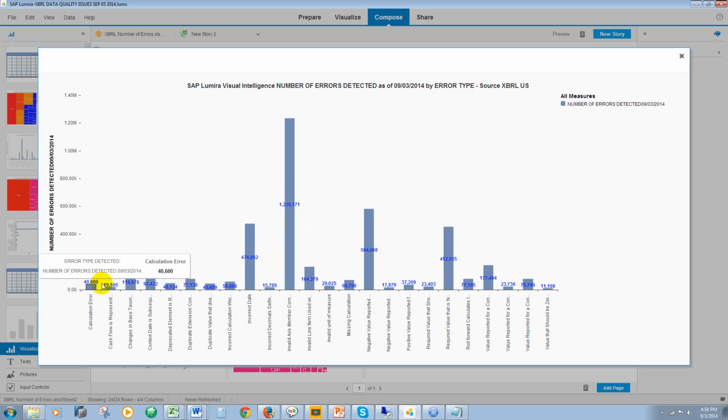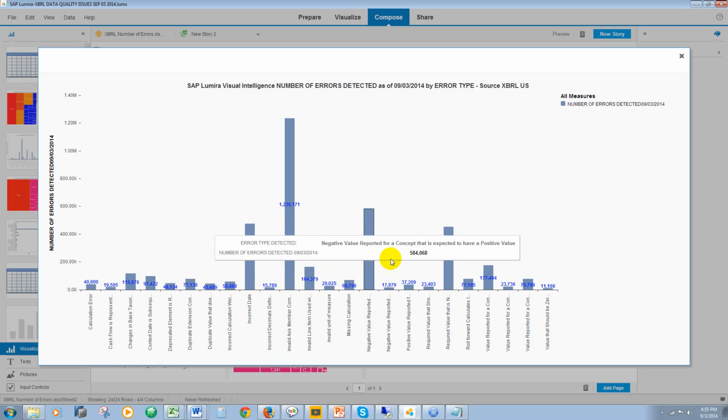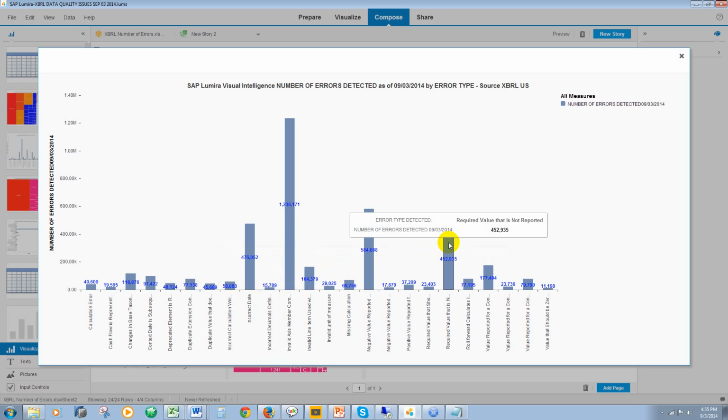And we see that changes in base taxonomy affect element usage, which stands at 118,876. Then we see deprecated element is reported, that's 48,124. Incorrect calculation weight, that's a very serious error. It affects the financial semantics and the accuracy of XBRL financial statements. And we see incorrect decimals defined, which also affects the accuracy of the XBRL data.